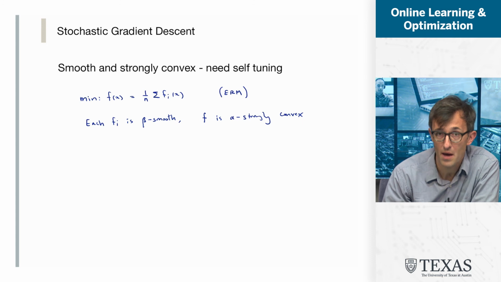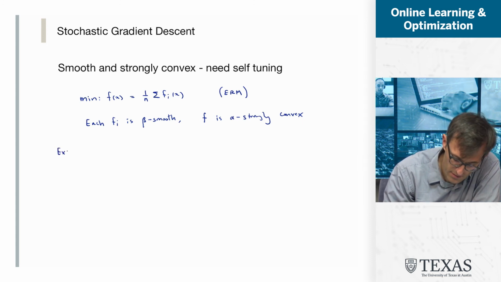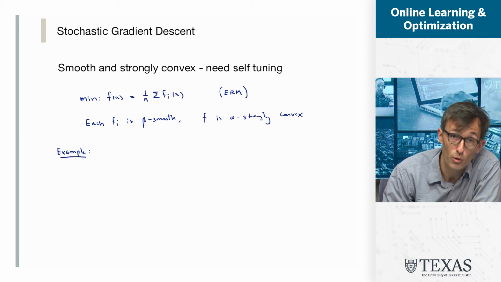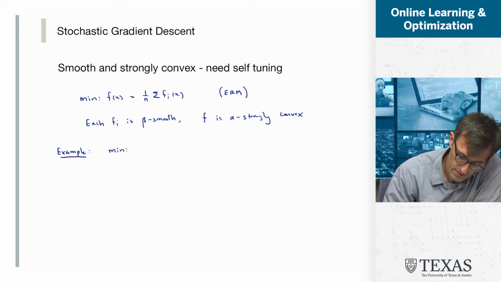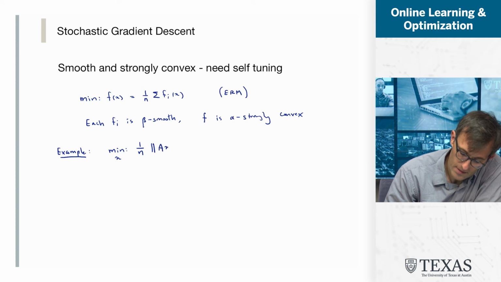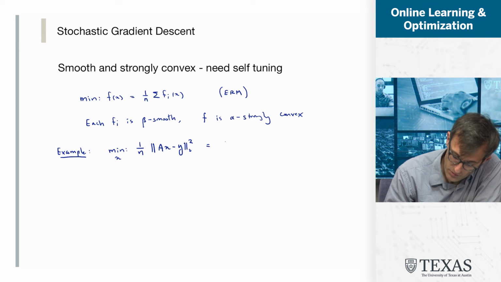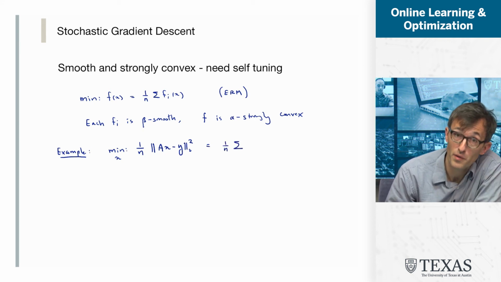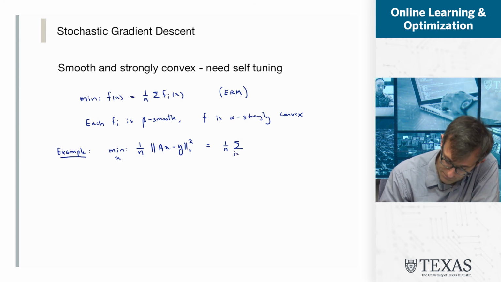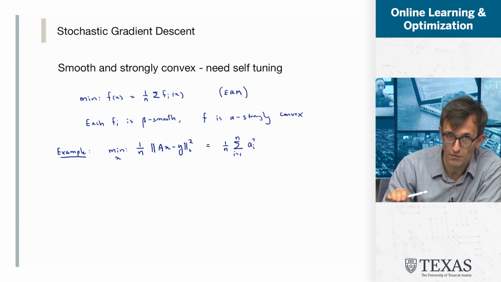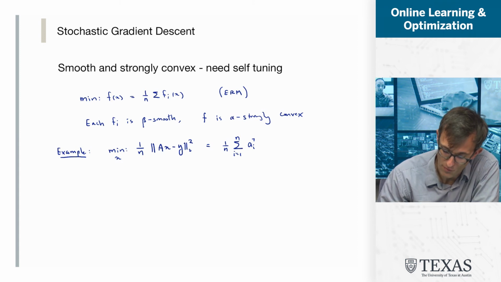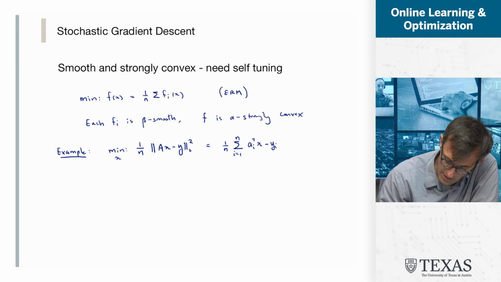A simple case that you can have in mind as a motivation for this is ordinary least squares. Minimize over x, 1 over n times the sum of Ax minus y squared. Writing this out, this function is equal to 1 over n times the sum over the number of rows of the matrix A. I'm using ai transpose to denote the row vector, the ith row of A, of ai transpose x minus yi squared. So each one of these is my function fi.